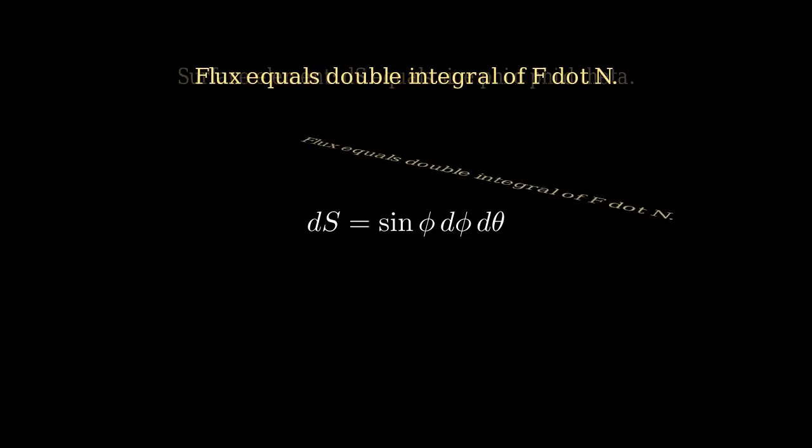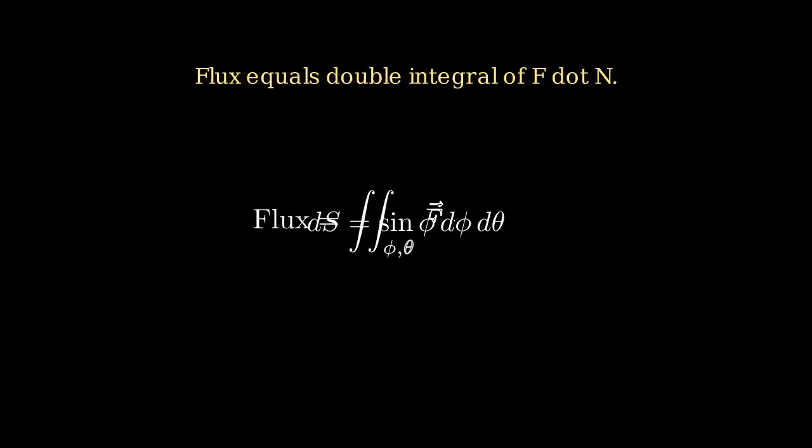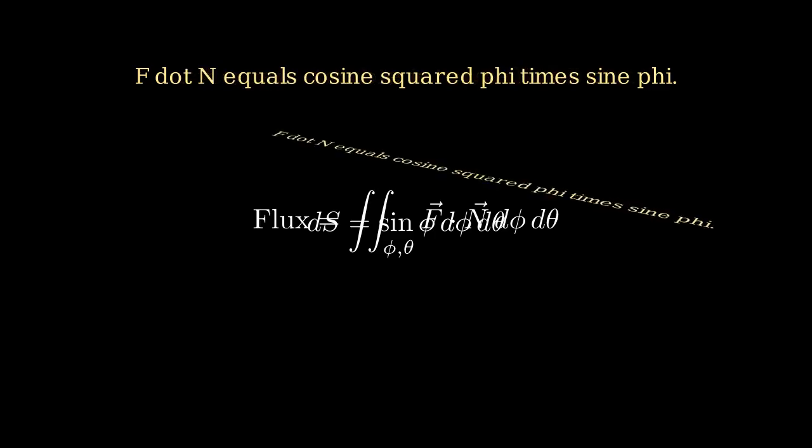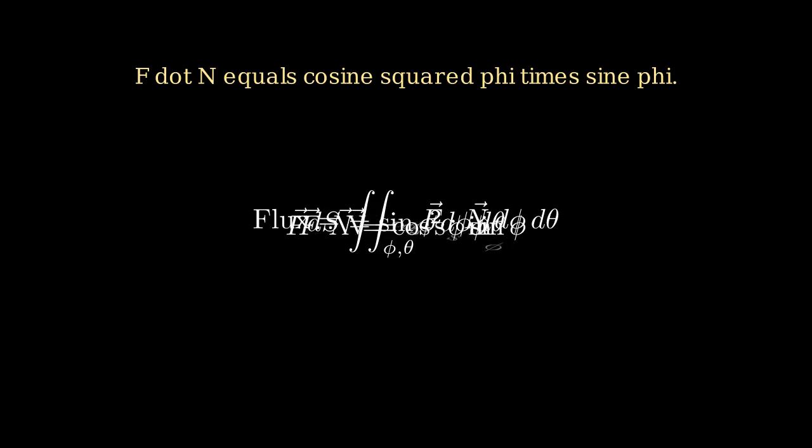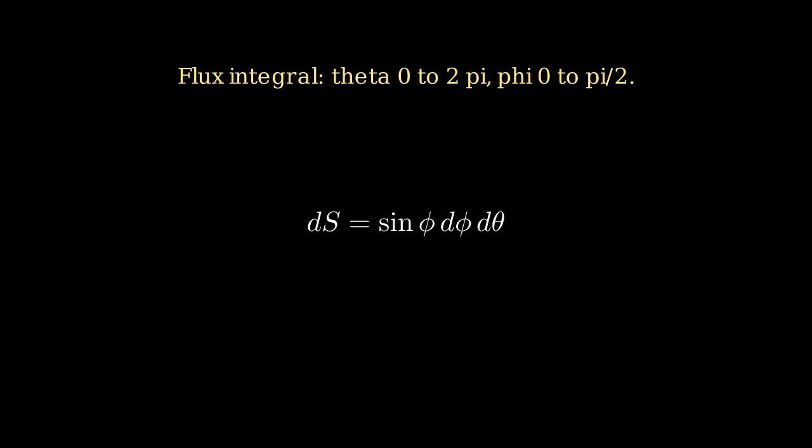Now we set up the flux integral. In words, the flux equals the double integral over phi and theta of F dot the normal vector, d phi d theta. Since F has components 0, 0, and z, the dot product F dot the normal vector equals z squared times sine of phi, which is the same as cosine squared of phi times sine of phi. So the flux integral becomes the integral from theta equals 0 to 2 pi of the integral from phi equals 0 to pi divided by 2 of cosine squared of phi times sine of phi d phi d theta.